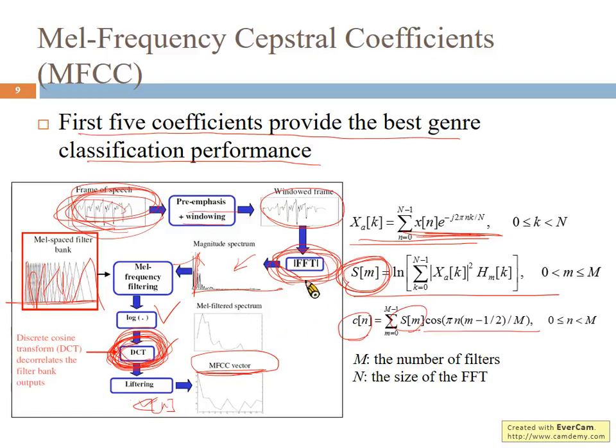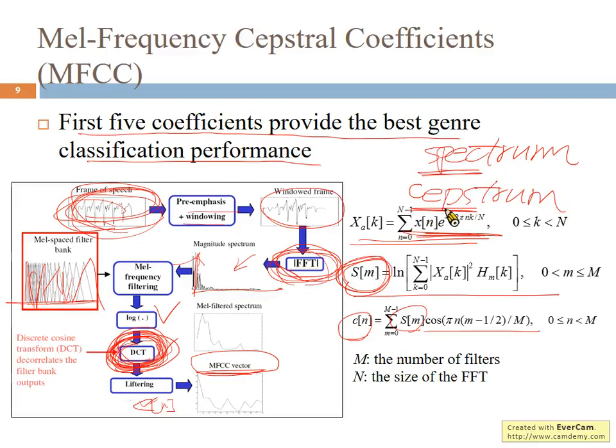In early years, researchers did not know how to name such a component. If we transform the time domain signal into the frequency domain, we get the spectrum. And if we take the frequency transform again on the spectrum, they didn't know how to name that, so they just reversed the alphabetical order of SPEC to CEPS. So this is called cepstrum.